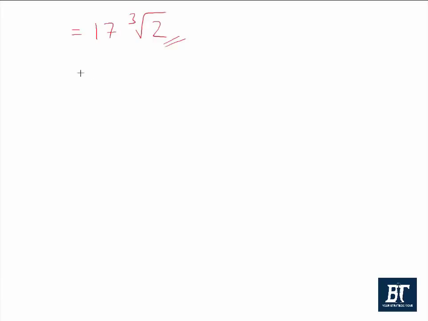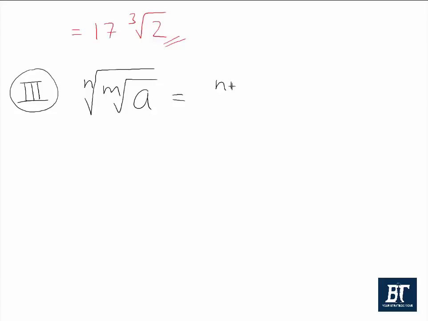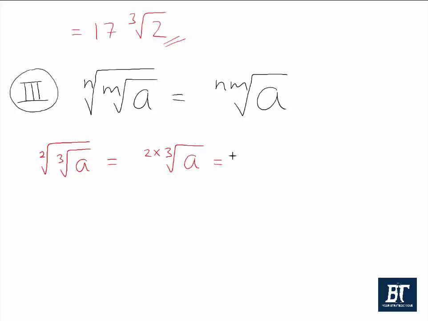So the next property is nth root of mth root of a equals nm-th root of a. So this is the third property. So what does this tell you? That the orders get multiplied. So let's take an example. So if someone tells you second root of cube root of a, so this will be equals to 2 multiplied by 3 root of a. So this is sixth root of a.